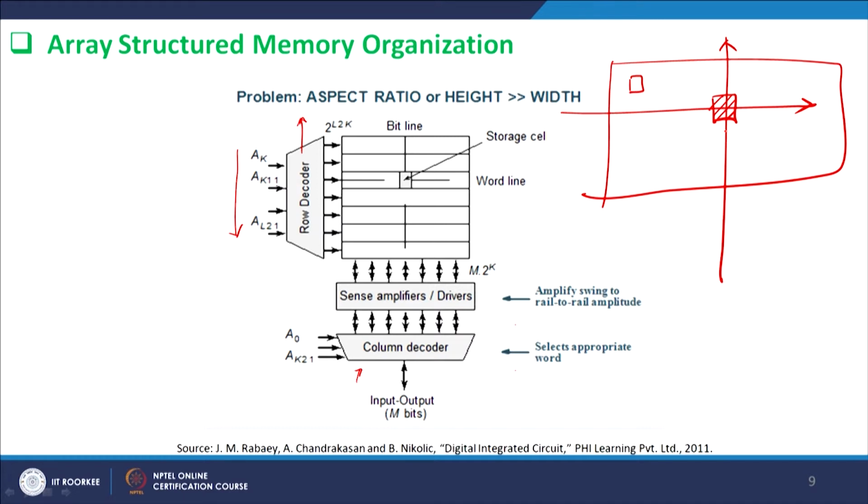Sense amplifiers or drivers are primarily responsible for making the circuitry fast, right, because you want to read a cell. So I require that the voltage should come to the output side in a very fast manner, and that is required. It also allows you to give a rail to rail swing. So VDD to 0 swing will be available through the sense amplifier design.